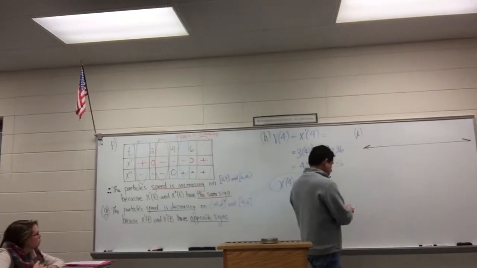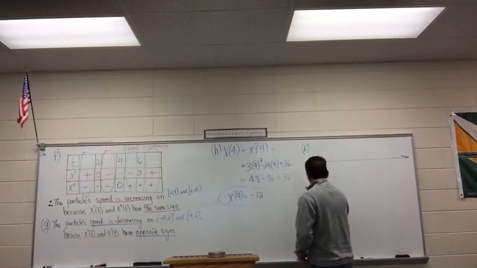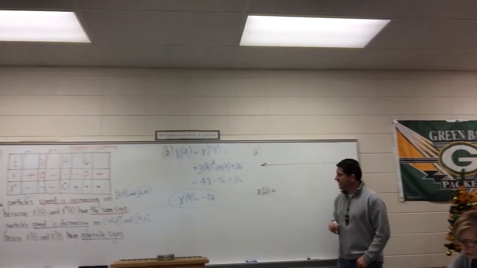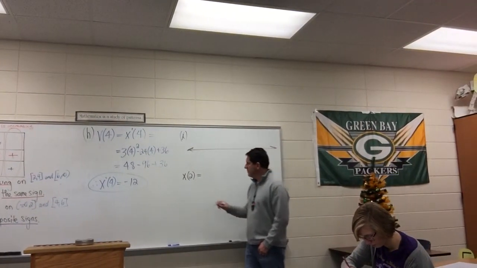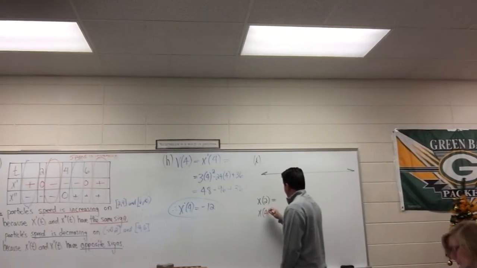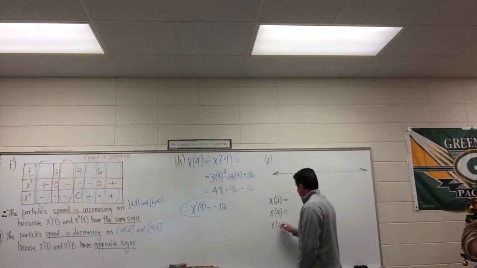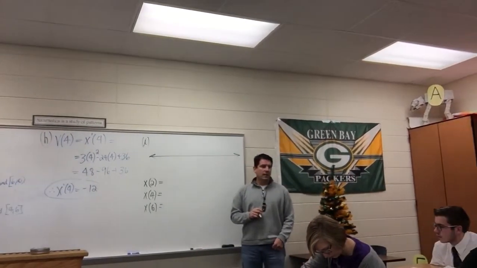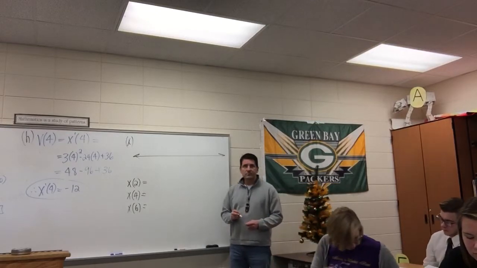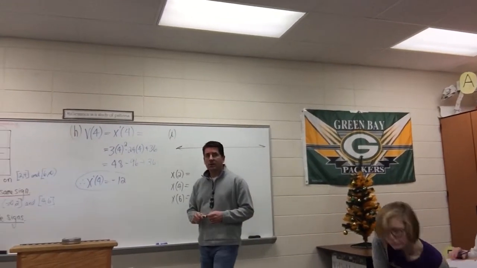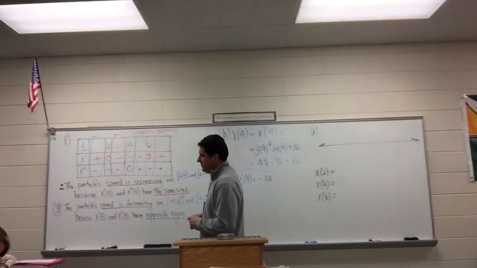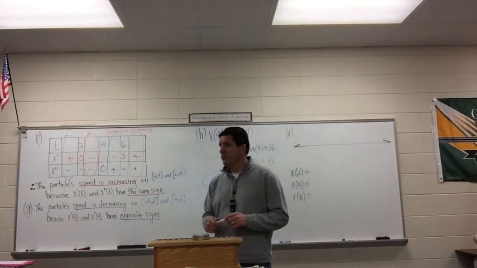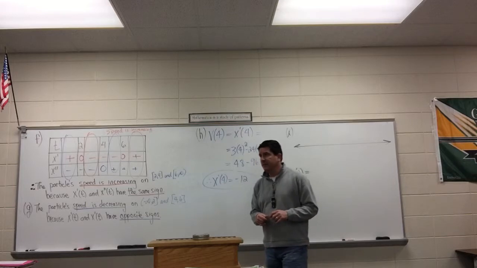So what we should do is find out specific values. Help me out here. We're going to find its position at time equals 2, at time equals 4, and at time equals 6. So I'm going to let you just crank that out on a calculator. Get me those values. You can get your calculator out anyway because we're going to use that to validate everything that we're doing.